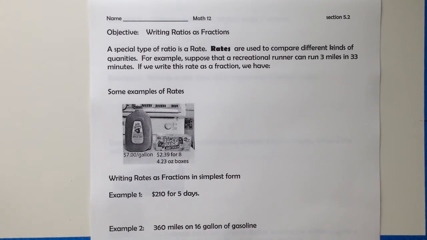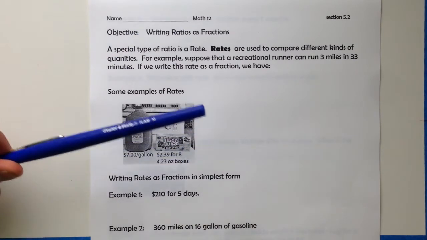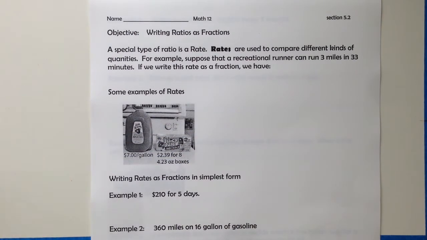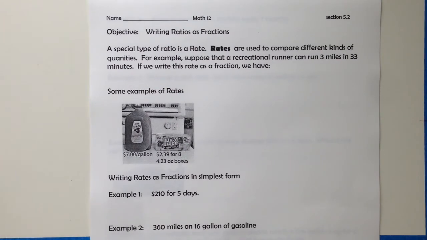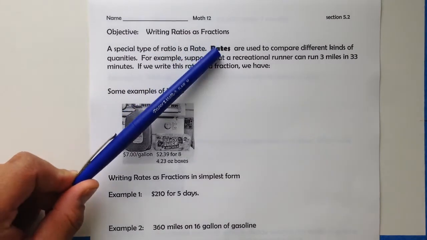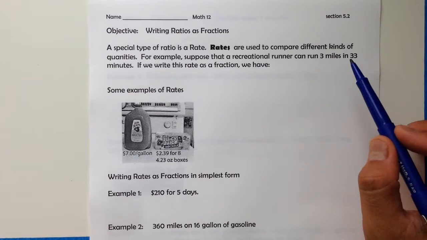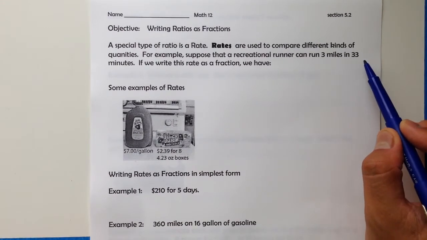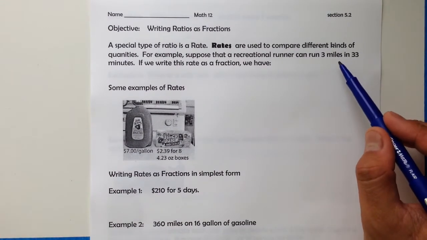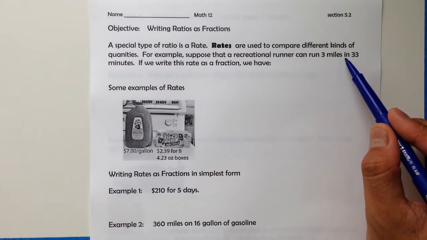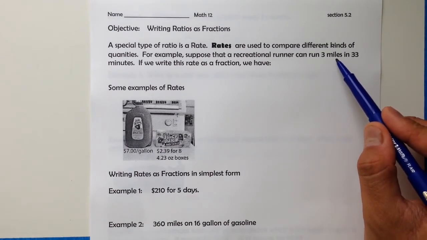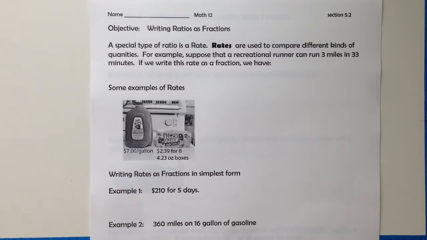In the last section, we talked about the ratio of, like, an example of $15 to $10. $15 to $10 would be the same quantity. But if we had a ratio with two different quantities, then that would be called a rate. So for example, a rate would be 3 miles in 33 minutes. There are two quantities. One is miles and the other one is minutes. One is distance, the other is time. So two different quantities, and therefore it is called a rate.